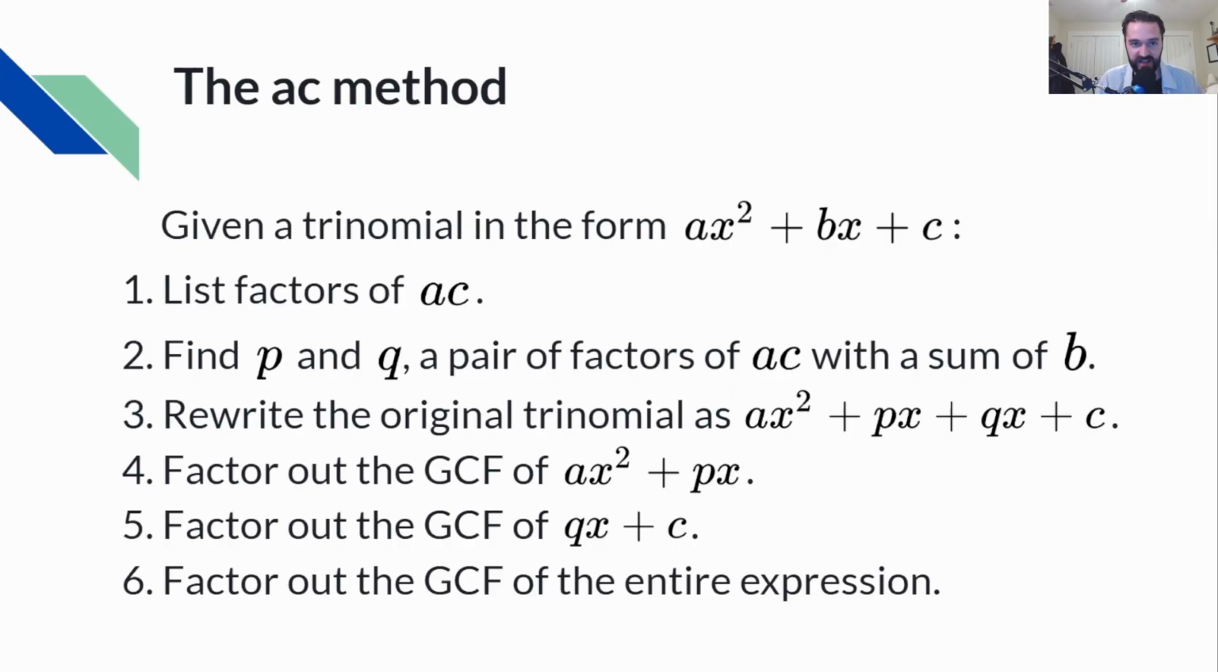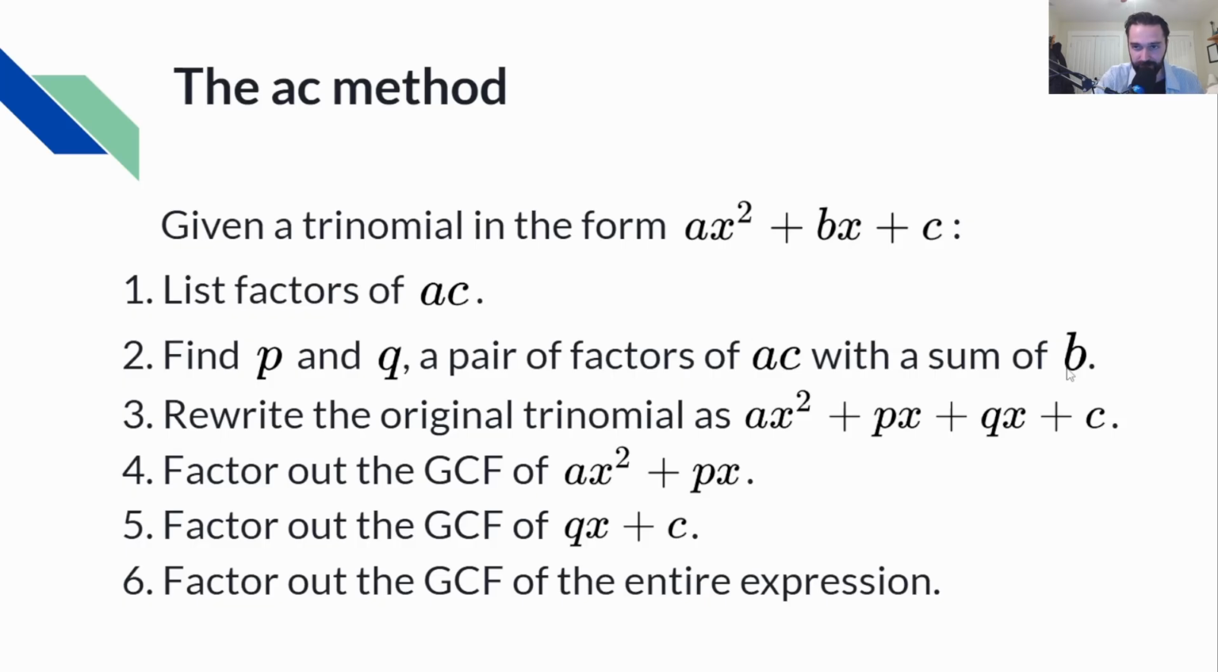So let's break this down step by step. What does the AC method tell us to do? Given a trinomial in the form ax squared plus bx plus c, here's what we do. First, we list the factors of AC. We find the product AC and list all the possible factors. Then we find P and Q, a pair of factors of AC with a sum of B. So we're looking for two numbers that multiply together to give AC and add together to give B.